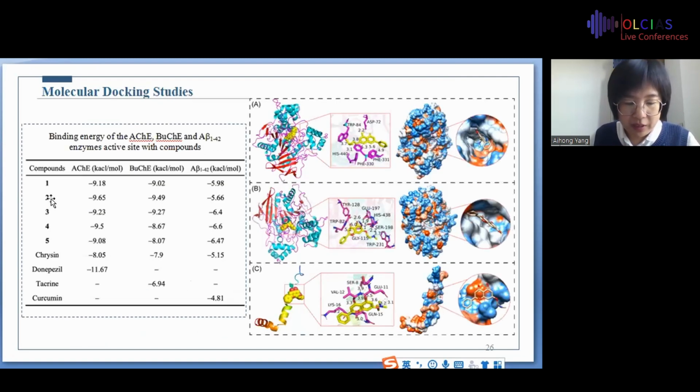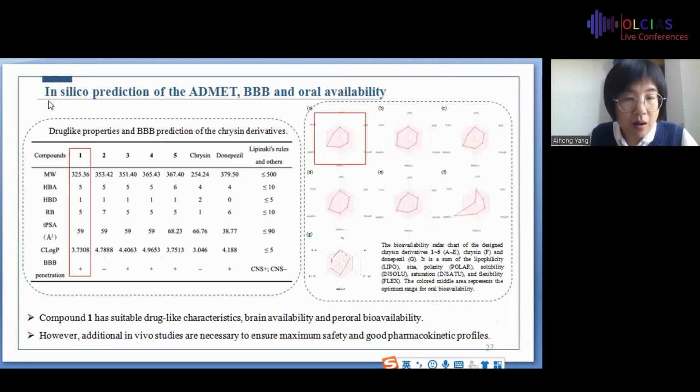Molecular docking experiments of the compounds were carried out on AChE, BuChE, and A-beta. The results show that the derivatives had a certain affinity for these biological targets, and the type of interaction between small molecule inhibitors and amino acids was further defined. Also, these results predicted in silico indicated that these compounds have suitable drug-like characteristics, brain availability, and oral bioavailability.